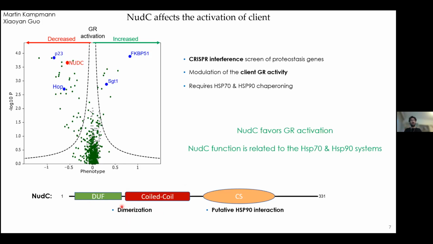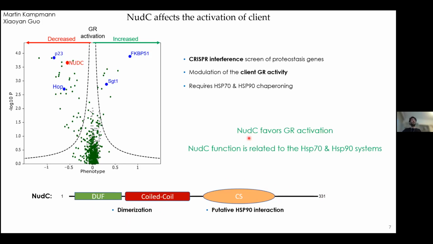So NOTC is always found as a dimer in solution, and it is suggested that it's this coiled coil that mediates the dimerization. We then have a CS domain that is very often found in HSP90 co-chaperones. And then we have a 60 residue region that is not predicted to have any secondary structure, but that is very well conserved between organisms.